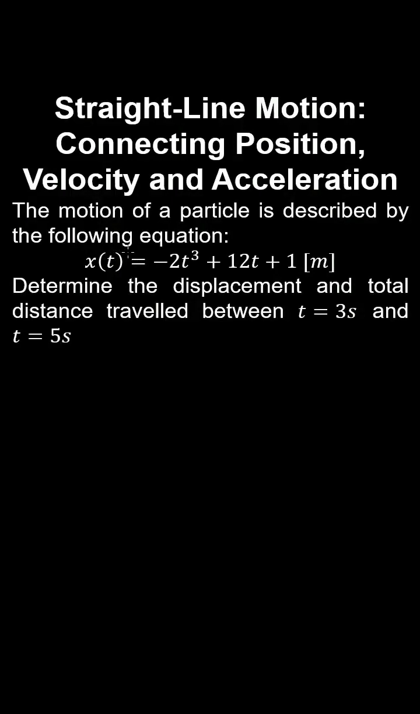Given the following equation, which describes the position of a particle as a function of time, we're asked to determine the displacement and total distance travelled between 3 and 5 seconds. We'll recall that the displacement is equal to the final position in the interval of motion we're looking at minus the initial position.